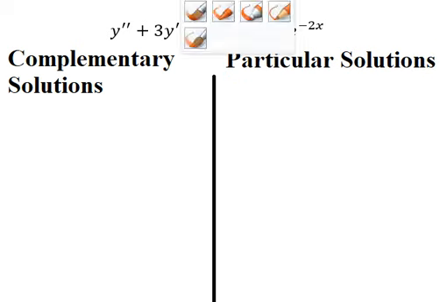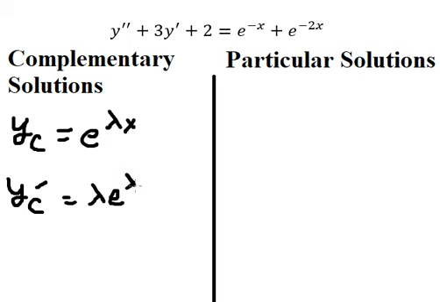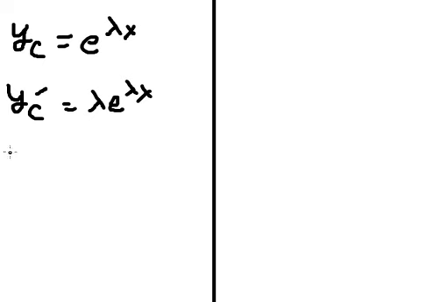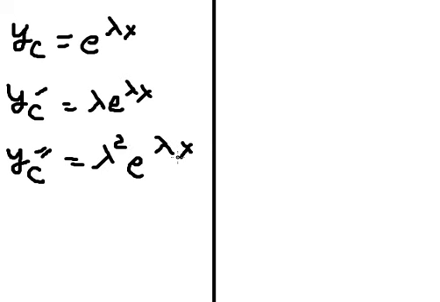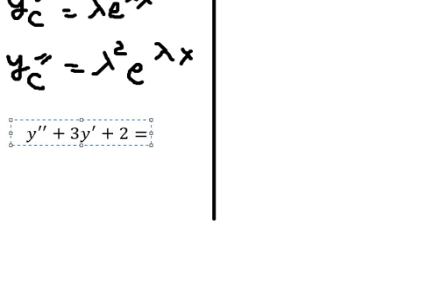So I will put yc as e to the power of lambda s. Later we need to do the first derivative of yc, and we have lambda e to the power of lambda s, and then the second derivative of yc, and we have lambda squared e to the power of lambda s. This is for the complementary solution, so I will put this equal to 0.